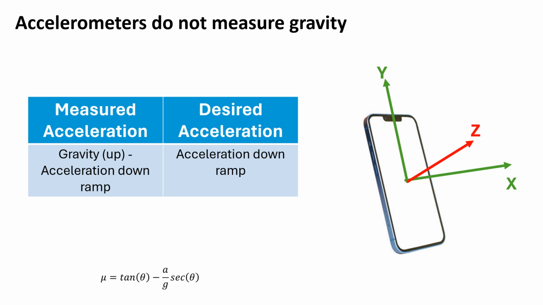In the xy plane, the accelerometer reports a magnitude equal to g sine theta upwards minus the acceleration down the ramp. To isolate our acceleration down the ramp, we need to subtract g sine theta from our measured value and then flip the sign of this value. With this new magnitude, we can plug that into our equation mu equals tan theta minus a over g secant theta to find our measured coefficient of friction.